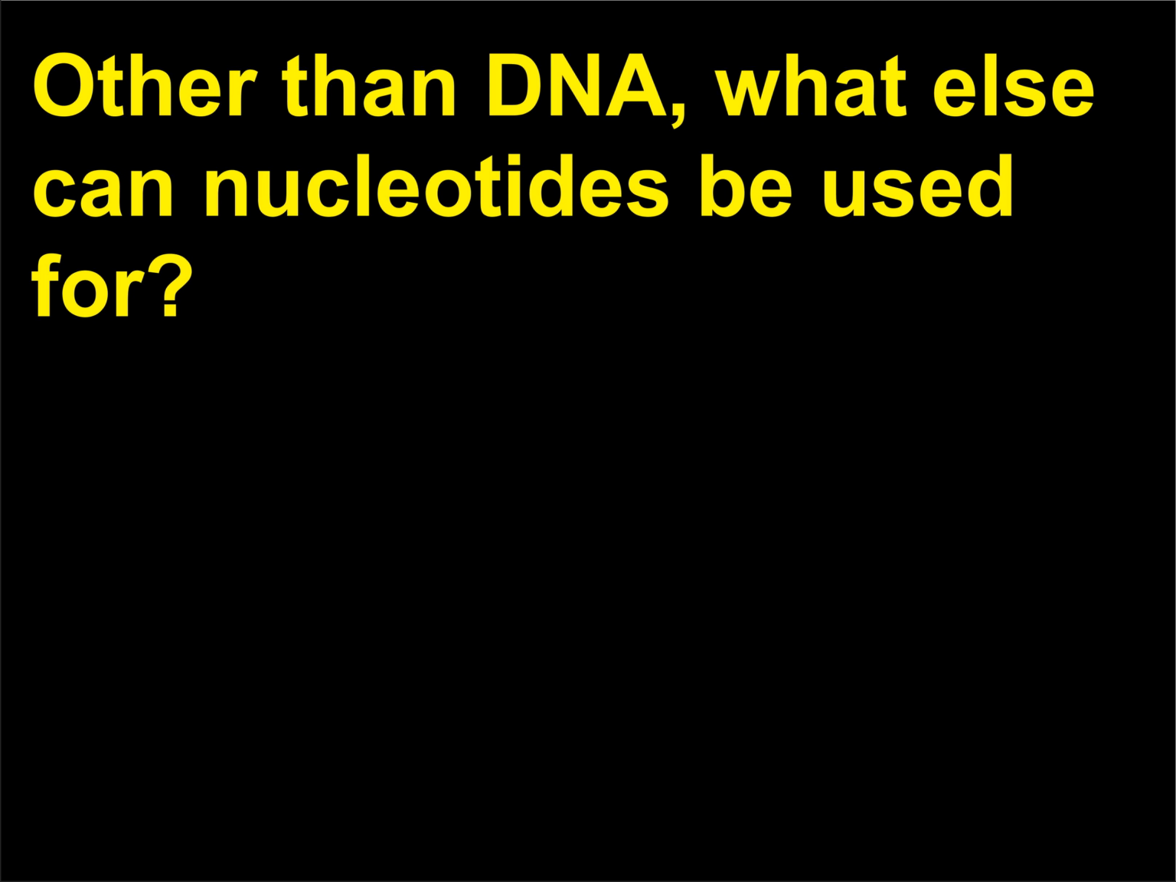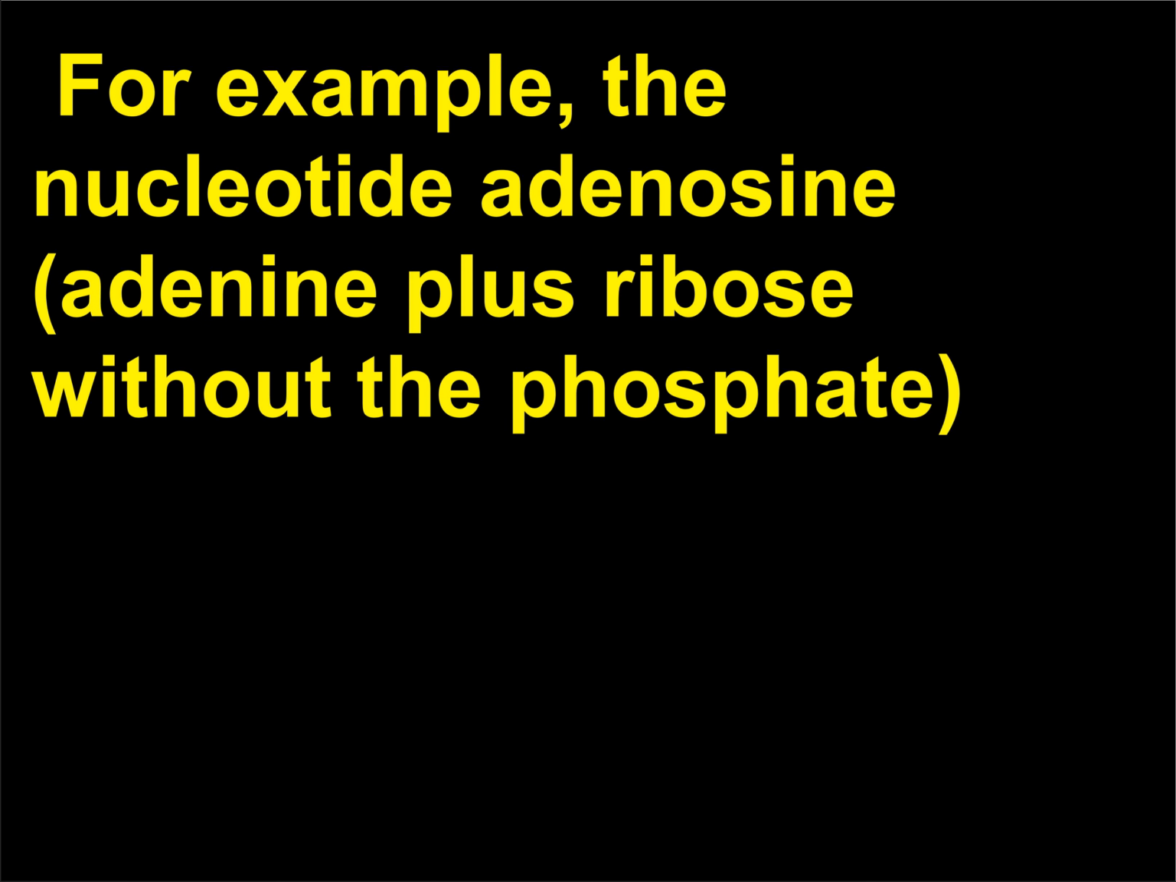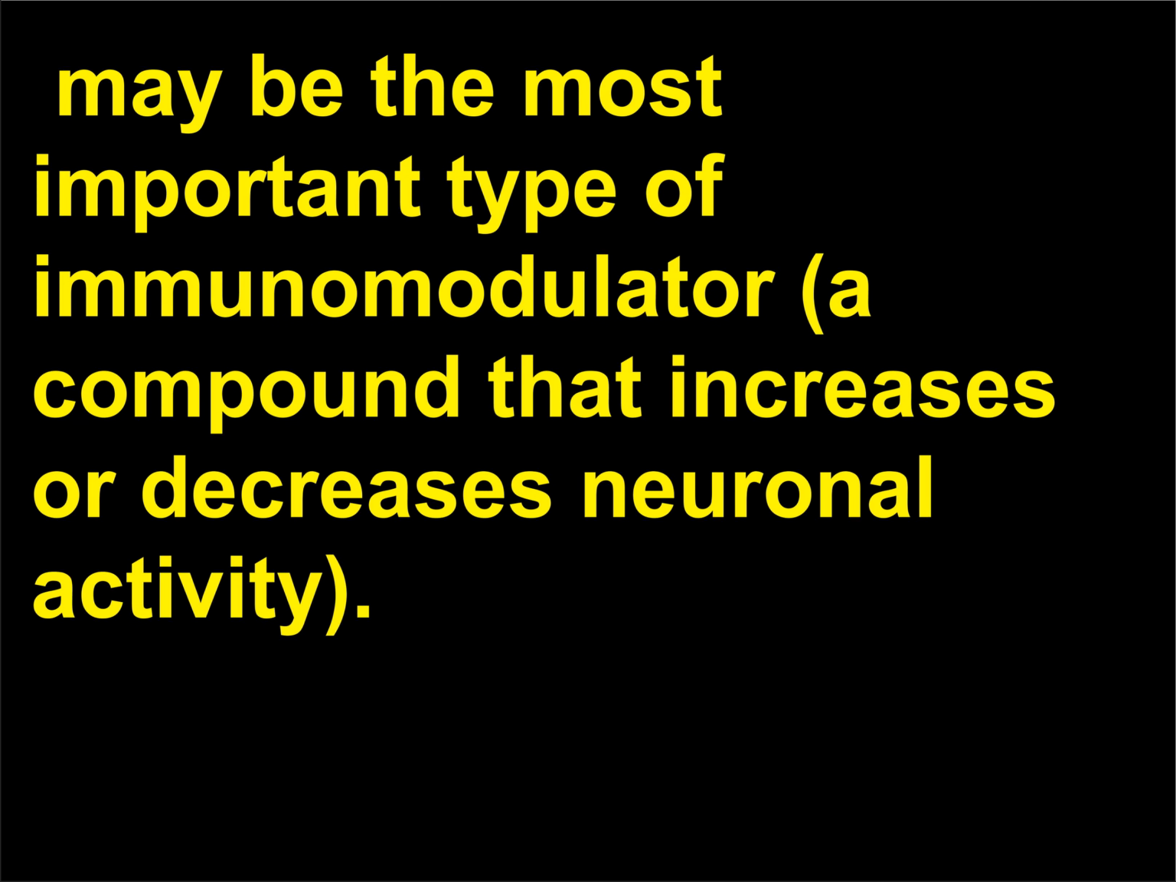Other than DNA, what else can nucleotides be used for? Nucleotides can also act as messengers or modulators. For example, the nucleotide adenosine, adenine plus ribose without the phosphate, may be the most important type of neuromodulator, a compound that increases or decreases neuronal activity.